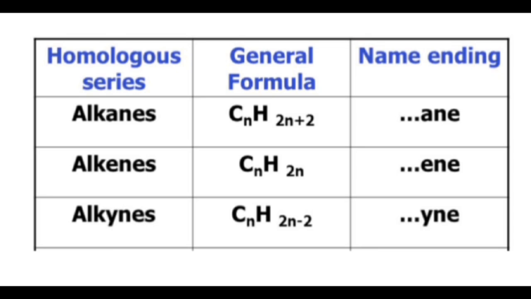Coming to unsaturated compounds, we have 2 types, that is alkene and alkyne. Alkenes are compounds that contain a double bond between carbon atoms. So here the general formula of alkene is CnH2n, and the name of an alkene always ends with the suffix "ene". Moving on to alkyne, which is nothing but compounds that contain a triple bond between carbon atoms. The general formula is CnH2n-2, and the name of an alkyne always ends with the suffix "yne".